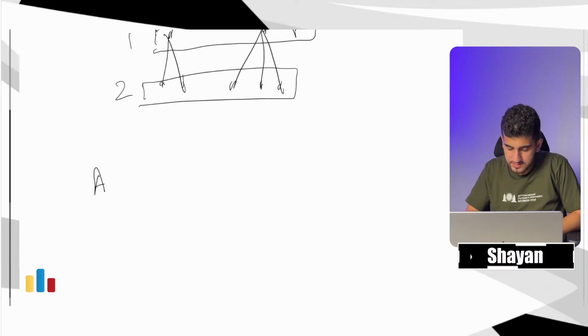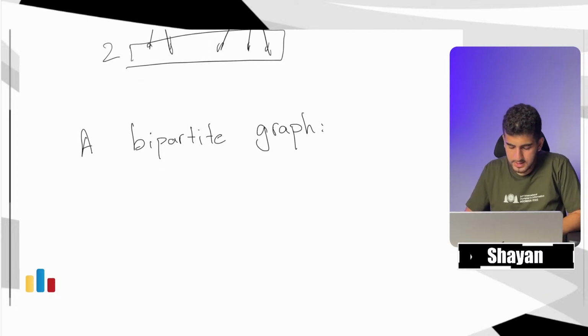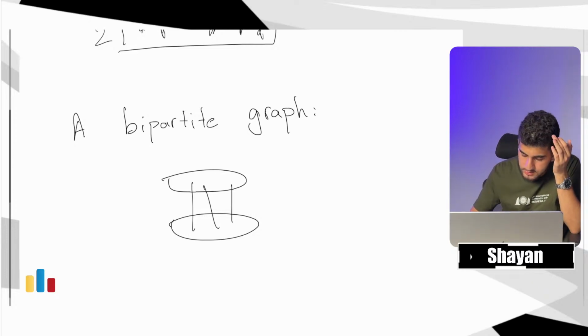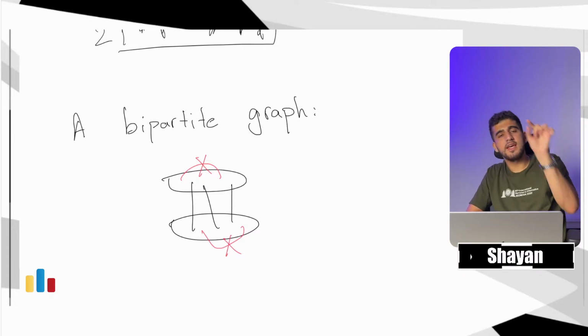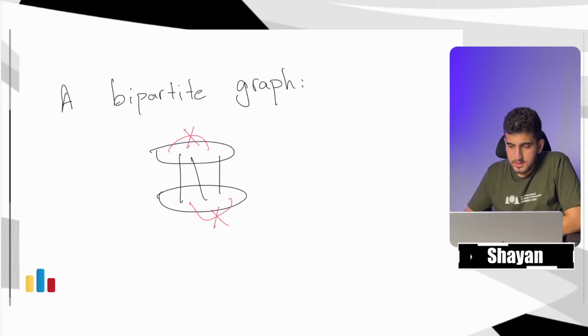A bipartite graph is a graph that I can split into two parts such that all the edges go from one part to the other part. There's no edge from a part to itself. We don't have these types of edges. It is possible to split it into two parts such that all the edges from each part go to the other part.